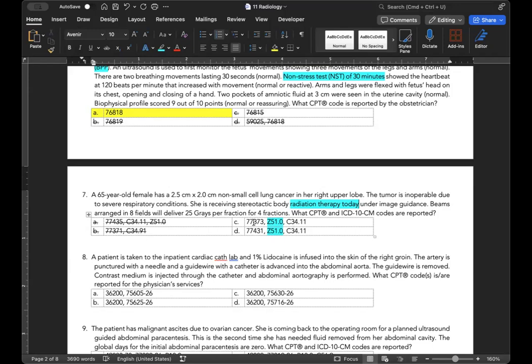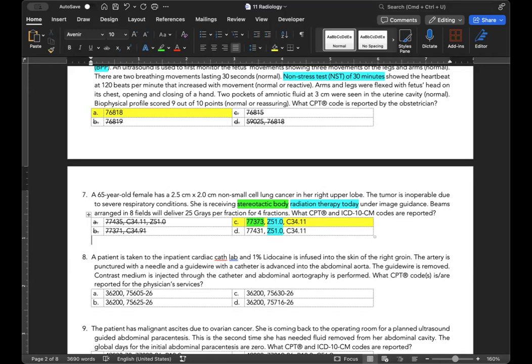Yep. So 77373 is going to be the actual radiation, the stereotactic radiation therapy. Yep. Okay. I just realized I had put A first and I meant Z first. No, you're fine. You are totally fine.